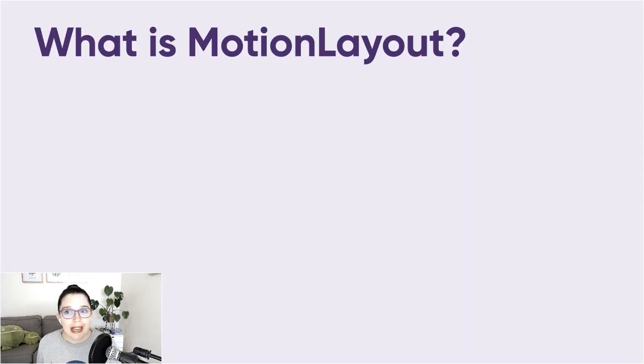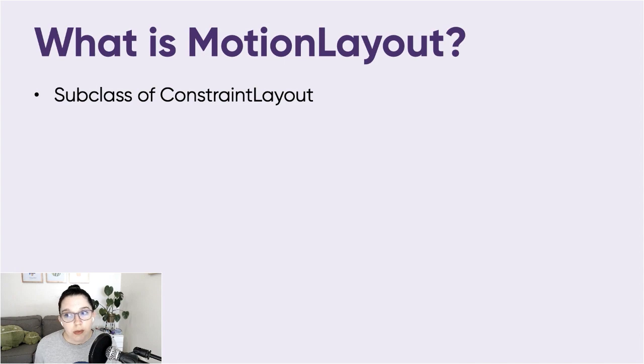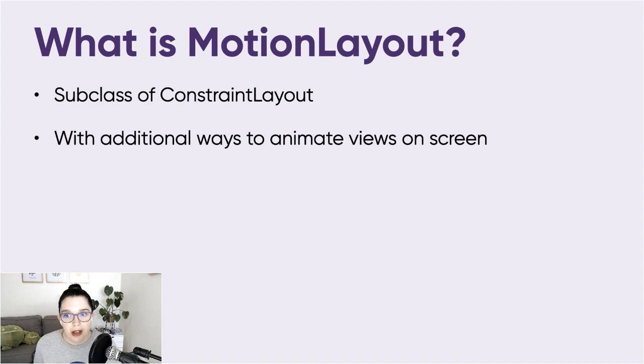So what exactly is motion layout? Motion layout is a subclass of constraint layout. So everything that you can do in constraint layout, you can do in motion layout. So if you're using barriers, or chains, or just constraints that are part of constraint layout, they will work and be used in motion layout. And motion layout allows you to have additional ways to animate your views on screen.